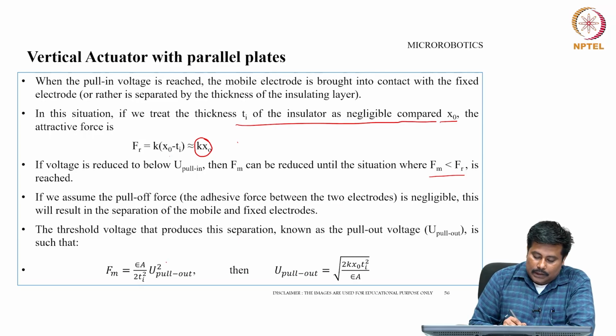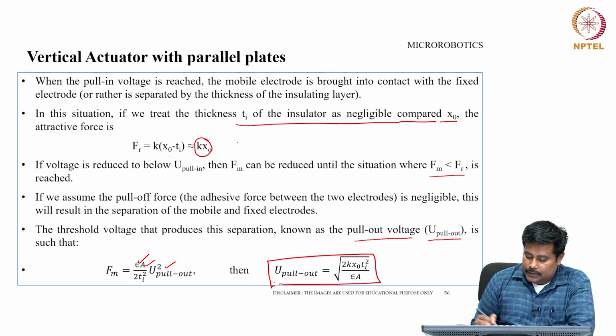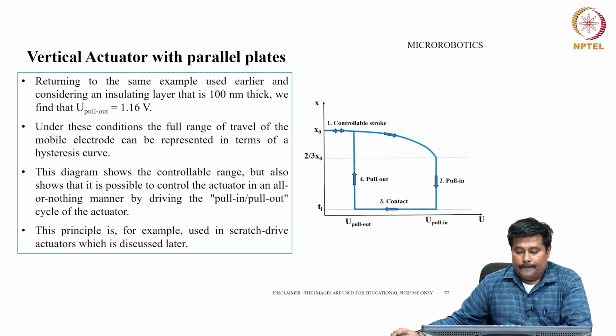The threshold voltage that produces this separation is known as the pull-out voltage, which we call U pull-out. When we integrate it, permittivity and area come into the picture, and appropriately U pull-out can be equated with this generalized equation based on our requirement.